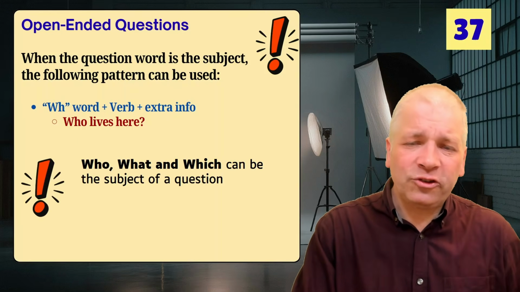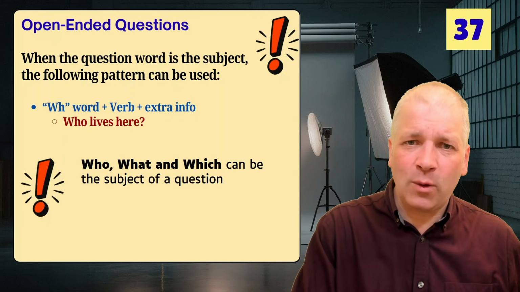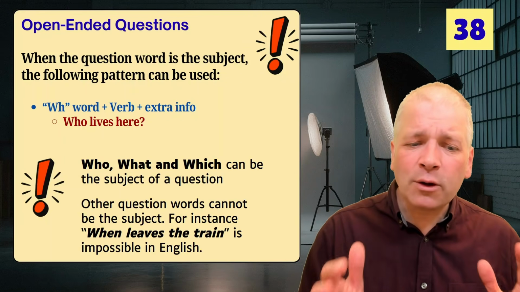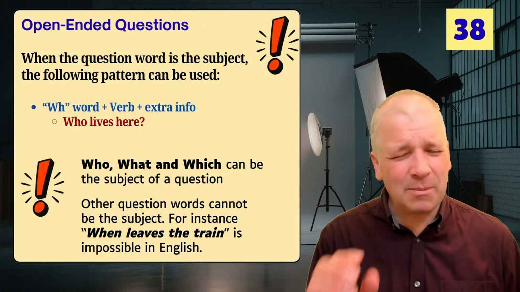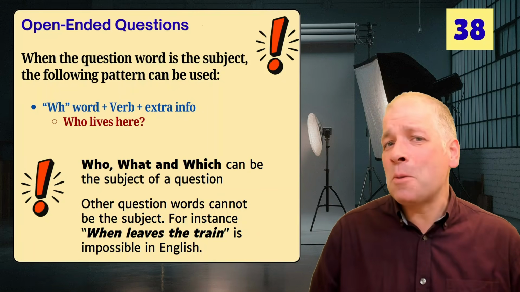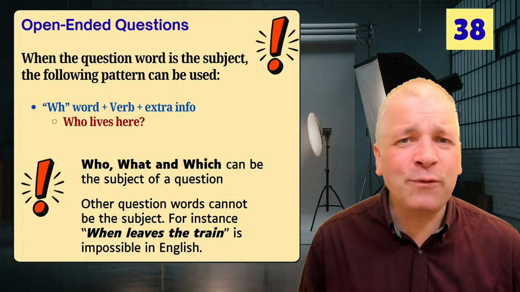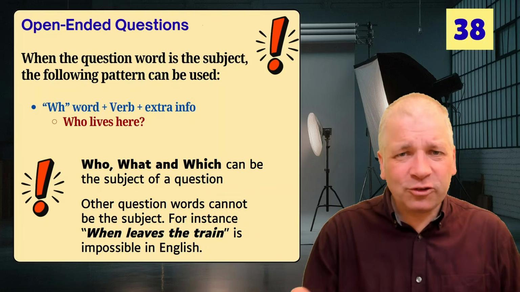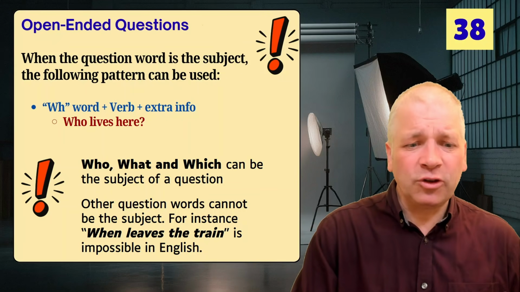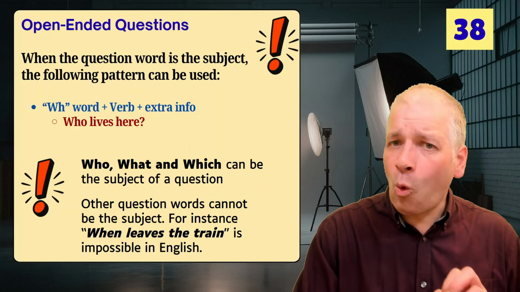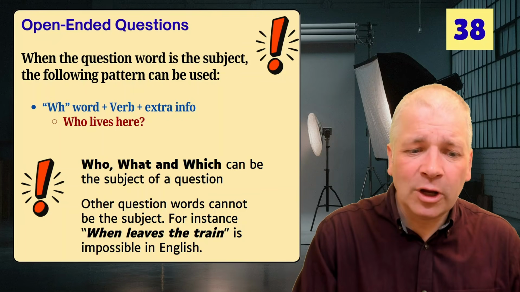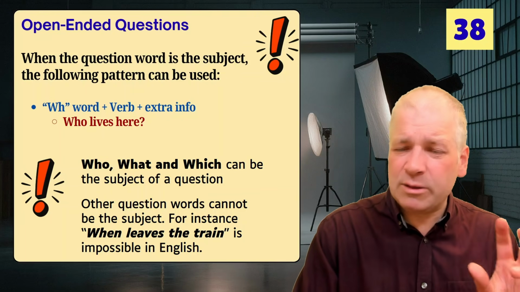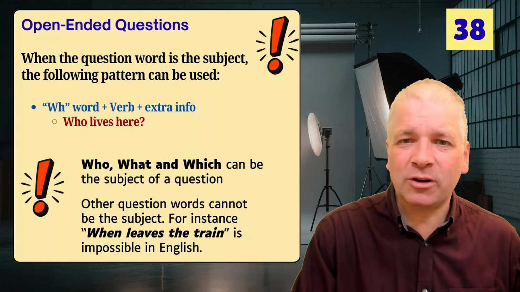Who, what, and which can be the subject of a question. However, other question words usually cannot be the subject. There are some exceptions where people use them very informally, but if you're writing or trying to be professional with your English, it's best not to use them. For instance, when leaves the train is impossible in English. You can't use it because when is not a question word that we can make the subject of the sentence.